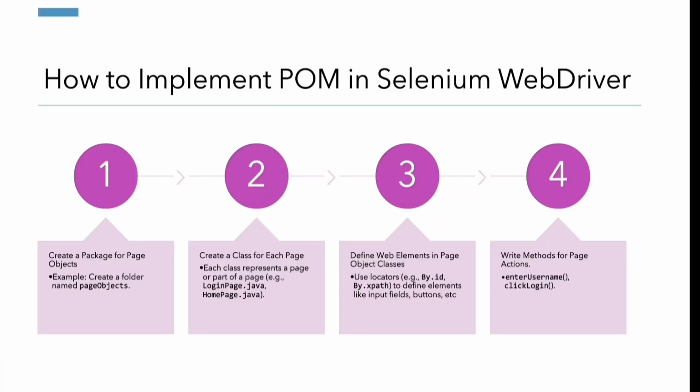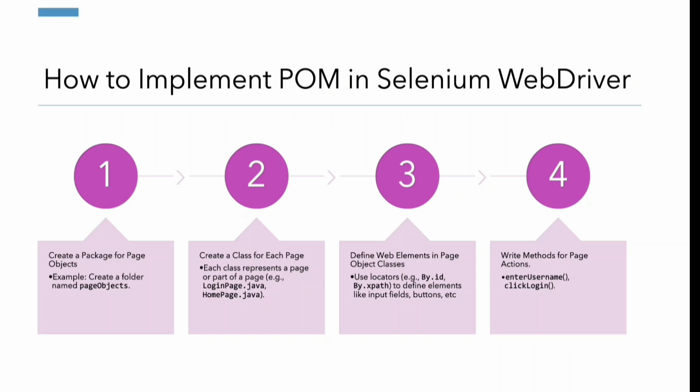Now, how to implement POM in Selenium WebDriver. Here I'm giving some rough examples. I'll definitely show you the code for how to do it, but let me first tell you the theory part. First of all, we need to create a package for page objects, and through that package we define all the page code and page classes. Each class encapsulates its locators and methods.